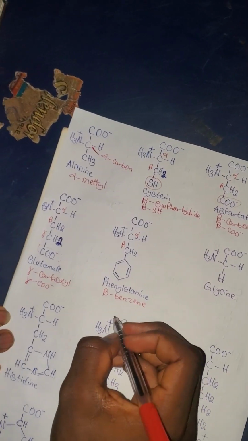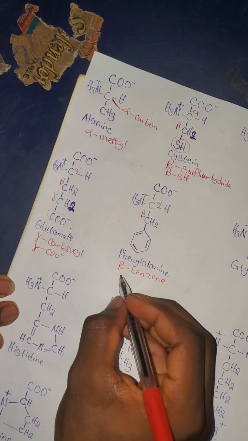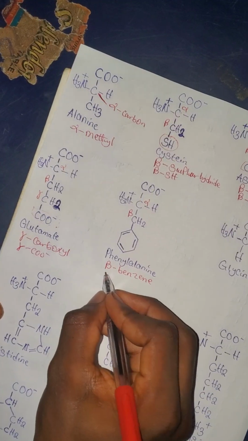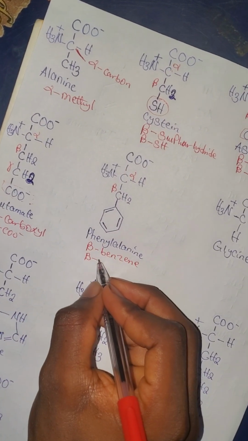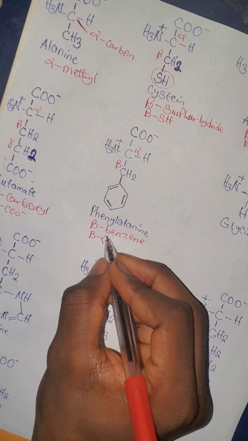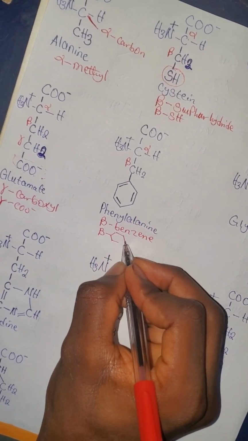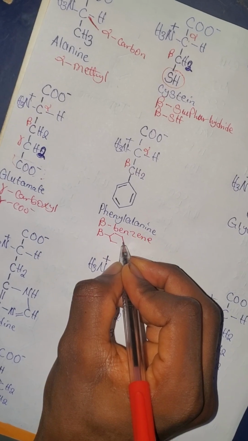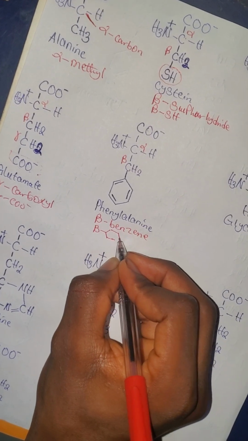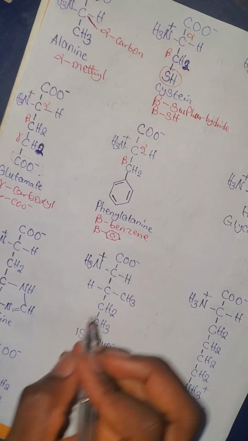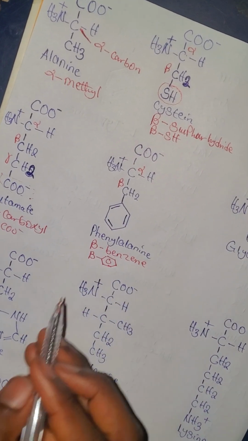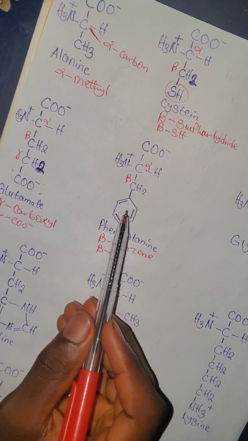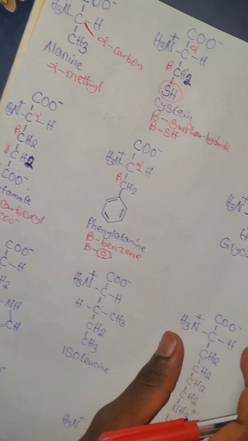Or better still, you can just use the structure to represent it. This is beta, and you have something like this, like this, and also like this as well. So this is just the structure of benzene. So this is beta benzene. On the beta carbon we have the benzene attached to it.